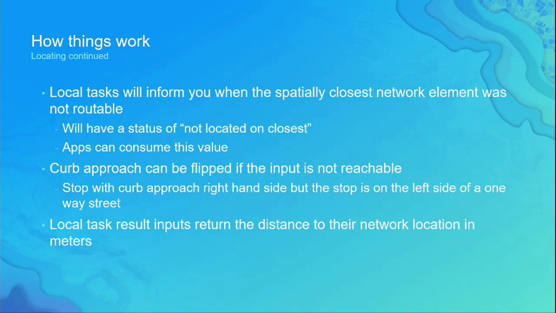Going on with locating. Local tasks will inform you when the spatially closest network element was not routable. You'll get a status of, I located you, but I'm not on the closest element. And that's a hint that the closest element was restricted for some reason. It could be a barrier, maybe it's not traversable. Apps can consume this value and do whatever they want with it. So you can tell a driver, heads up, you might want to figure out where this place is located. I'm routing you to here, but this location is 100 meters away from the point I was given. It's up to the app to deal with that.